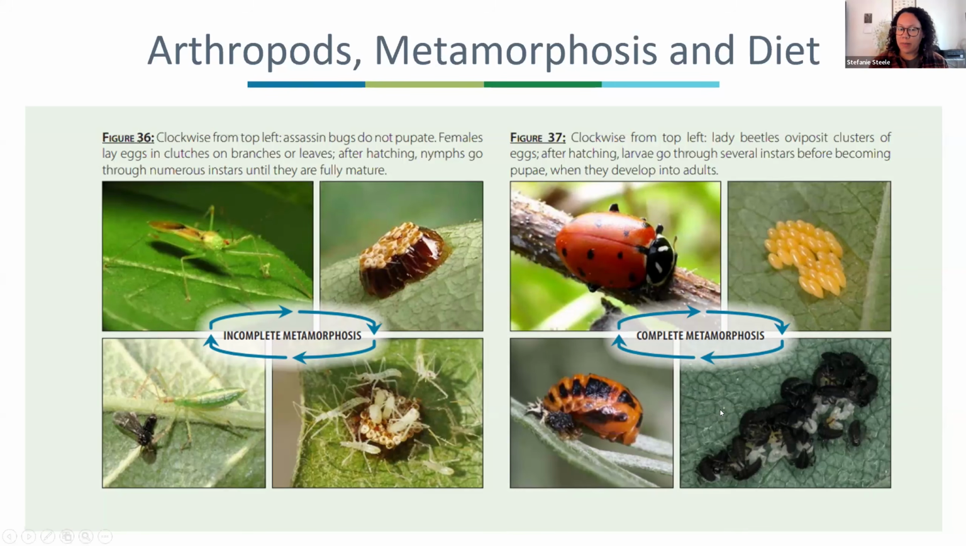And these groups with complete metamorphosis, they have life stages that look very different from one another. The ladybug is a good example here. And these animals often have the different stages of their life cycle will have different food sources. So the adult will eat something different than the pupa. And yes, of course, this includes beetles like the lady beetle, but also ants or flies, wasps, and bees as well.